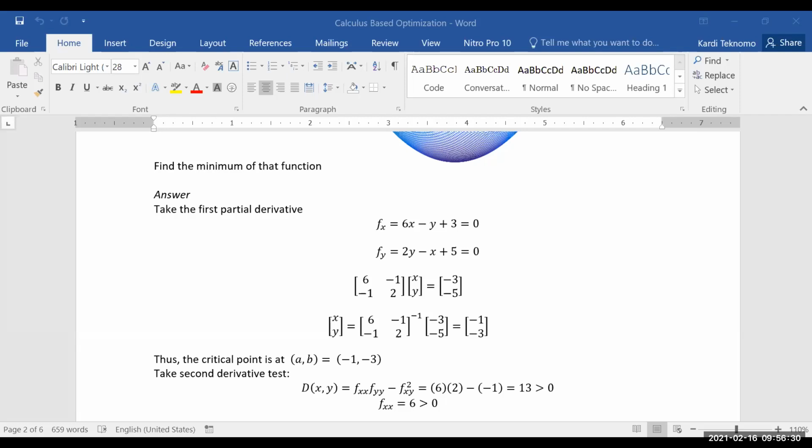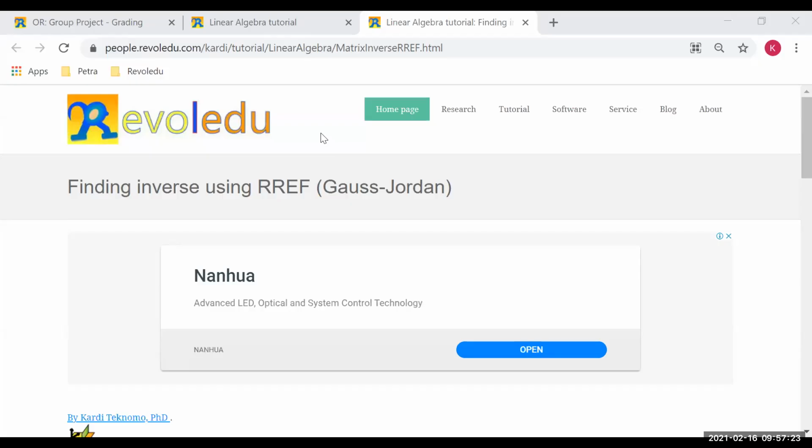So in linear algebra, for example, you can use Gauss-Jordan using RREF. Let me put the link in the chat. Where is the chat? Here it is. So for everyone, I put in the chat the link to go to Revoledu. I will share that so that you can see. Here it is. So this one in Revoledu, finding inverse using RREF.